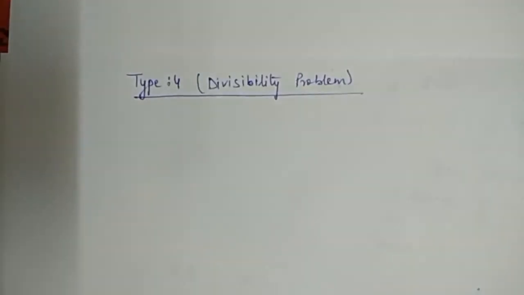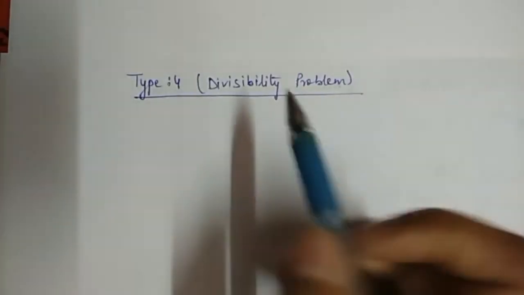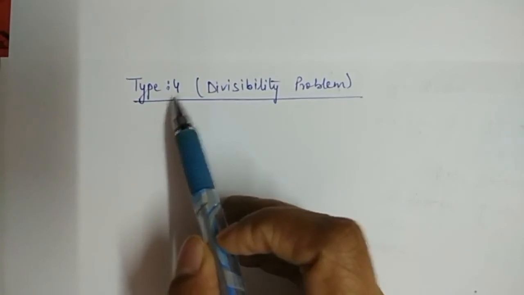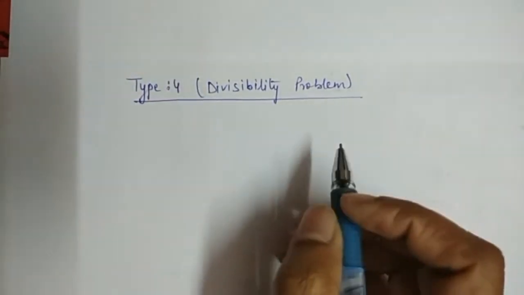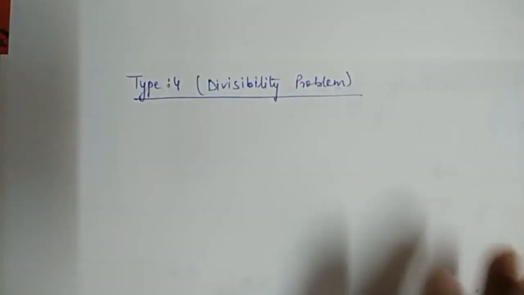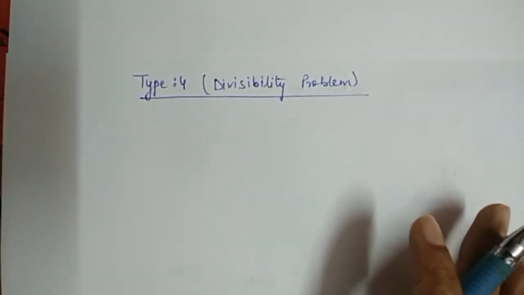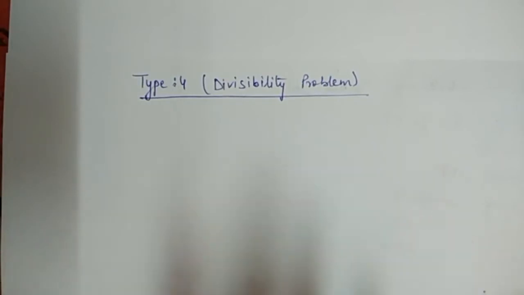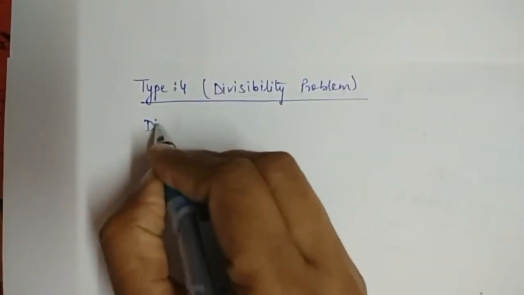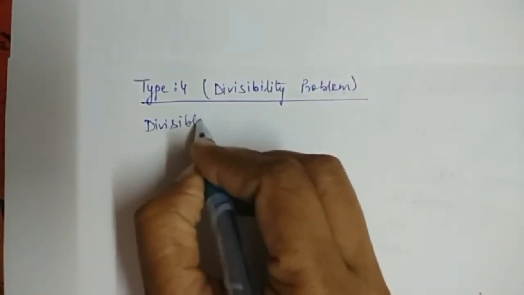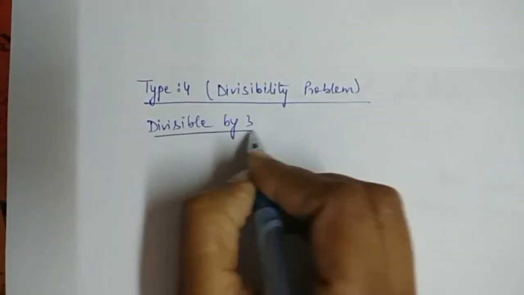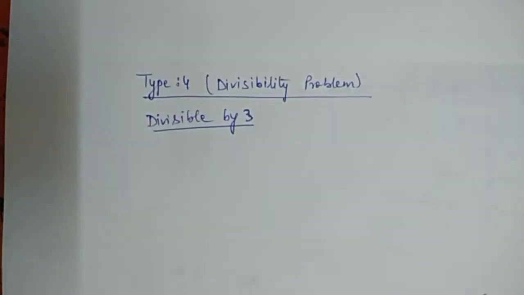Hello friends, this video shows the type 4 DFA, which is a divisibility problem. Okay, so here we solve a question, and the question is that I have to construct a DFA for all strings which are divisible by 3. Okay, so this is a divisibility problem.